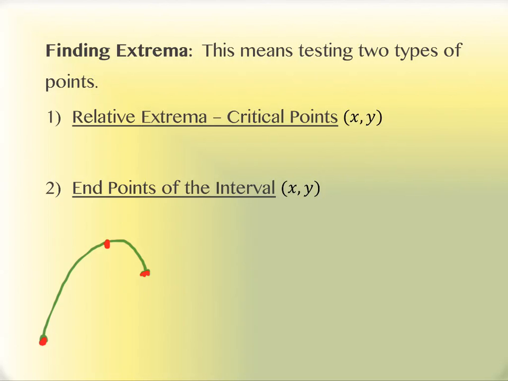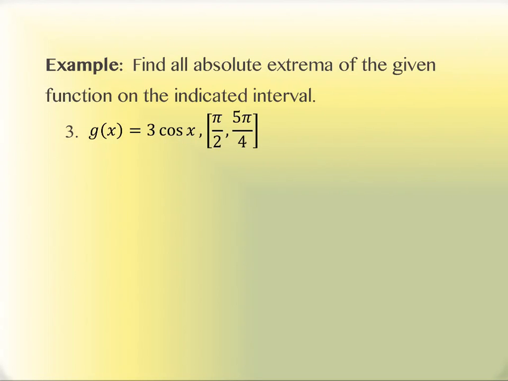So we're going to do one that's got a little bit of trig in it. It's a pretty straightforward function. We've got 3 cosine x. We have an interval that goes from pi halves to 5 pi over 4. And we're asked to find the absolute extrema.